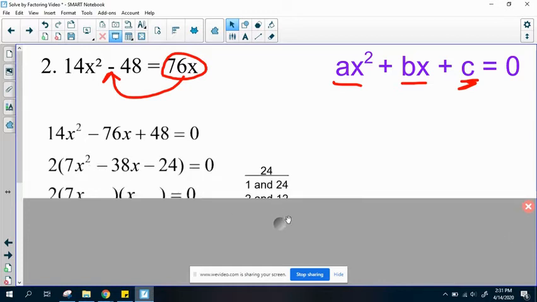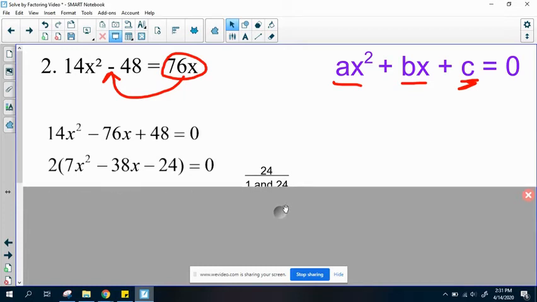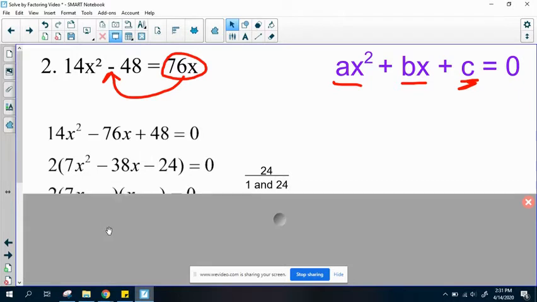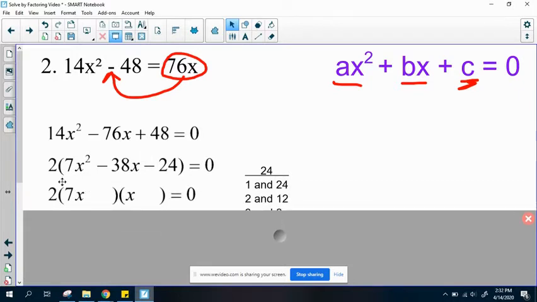So now I'm thinking about 24. And the first thing I'm going to think about is the 7. So how can I get 7? There's only one way. It's got to be 7 and 1. And notice this 2 is just coming along for the ride. You can't get rid of it. It's just got to stay there. Okay. Now I want to think about 24.